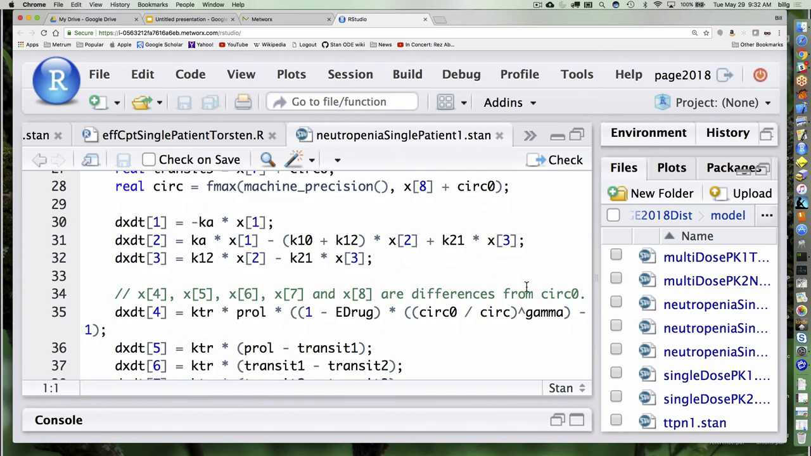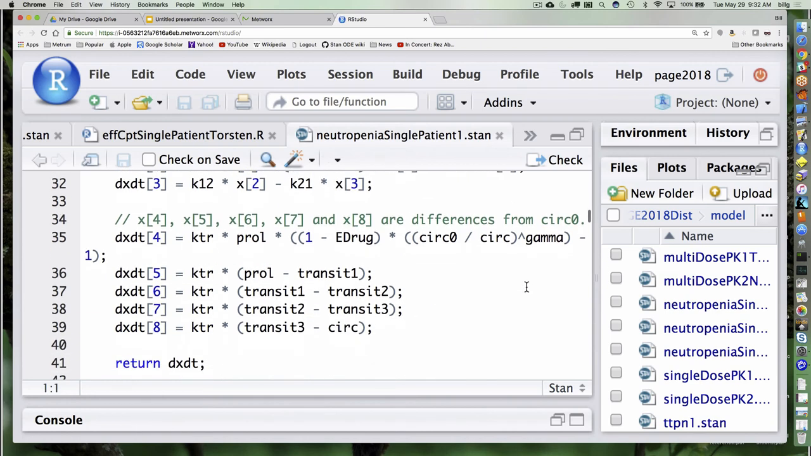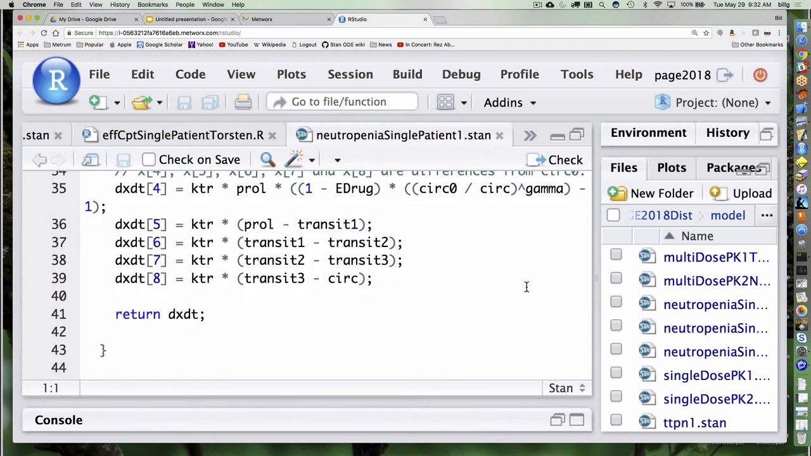Okay, the usual two-compartment model, and then all of these are just the derivatives for all of my transformed parameters over here, using exactly the things we saw in the slides before. And after populating those, just returning that array of derivatives.